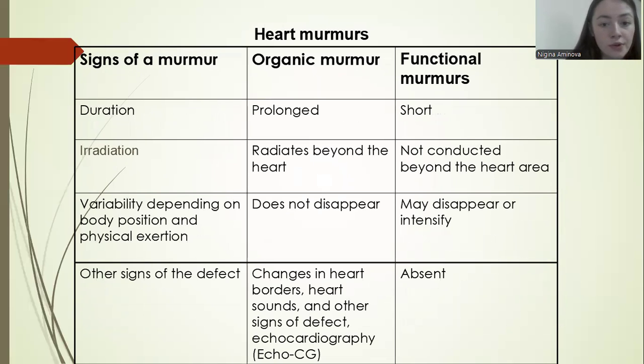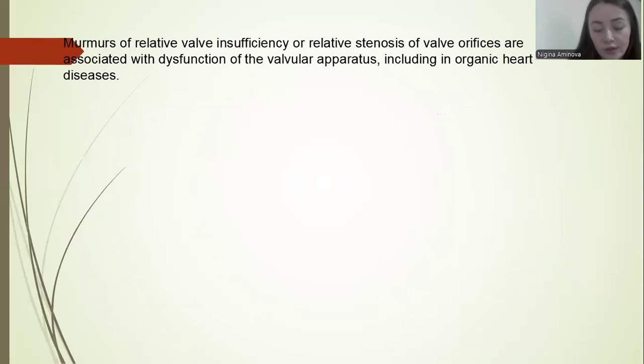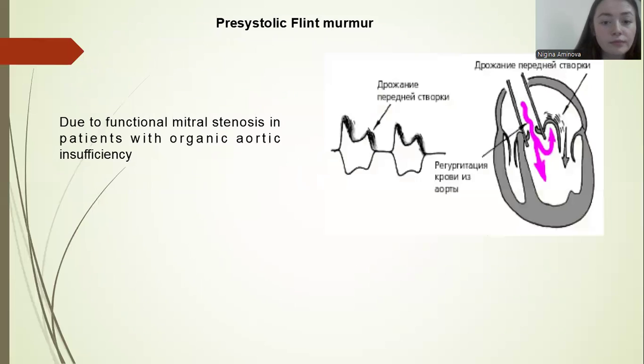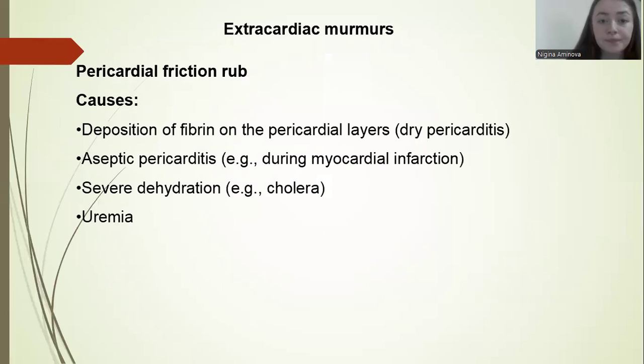So here you can see another table of functional murmurs and organic murmurs and the signs of them. Like duration: organic murmurs are more prolonged, while functional ones are short. Irradiation: an organic murmur radiates beyond the heart, and the functional murmur is not conducted beyond the heart and artery area. Here you can see the presystolic Flint murmur.